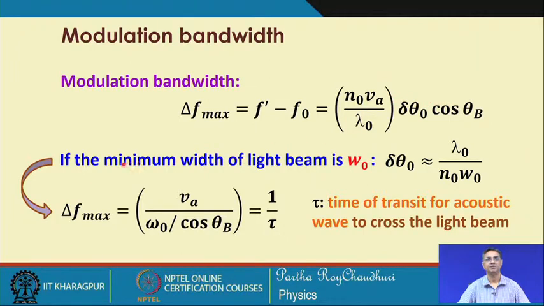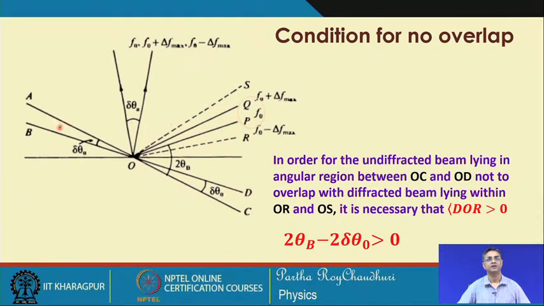If the minimum width of the light beam is W 0, then delta theta 0 is approximately proportional to, because from here only, you get lambda 0, from the fundamental condition, lambda 0 by n 0 into the diffraction of this. So, if I use this, then you get delta f max, which is equal to acoustic velocity by this quantity, which is a direct consequence of this expression. And then this is the inverse of the transit time, the reciprocal of the time of transit for the acoustic wave to cross the light beam. So, this we have seen earlier, that the delta f, and we will make use of this parameter to understand how it happens. So, let us now look at this.